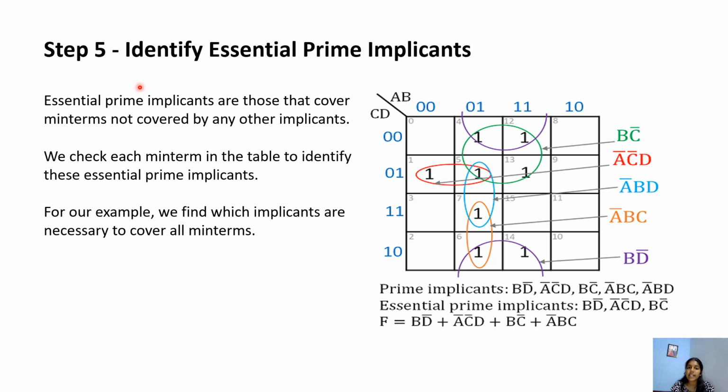And the next step is identifying essential prime implicants. After constructing the prime implicant table, we have to identify the essential prime implicants. We can check each minterm in the table to identify these. For example, we find which implicants are necessary to cover all minterms. That is, the implicant that is needed to cover the minterms will be considered an essential prime implicant.